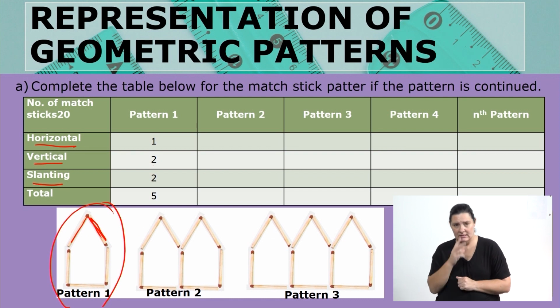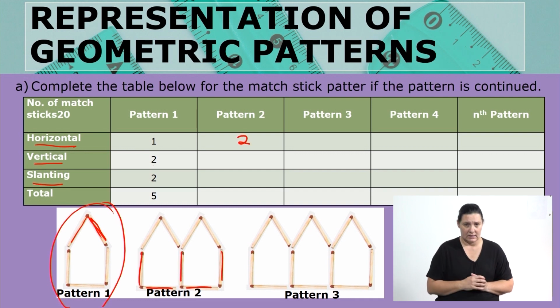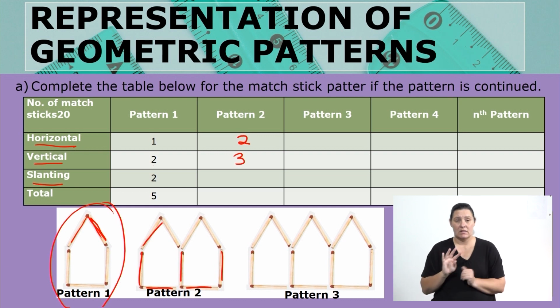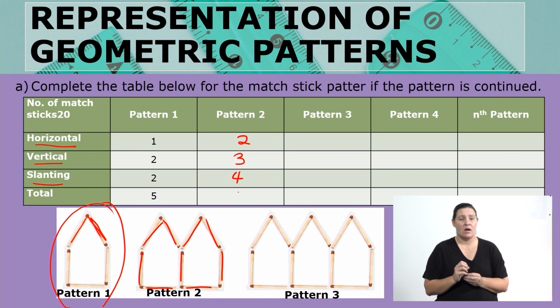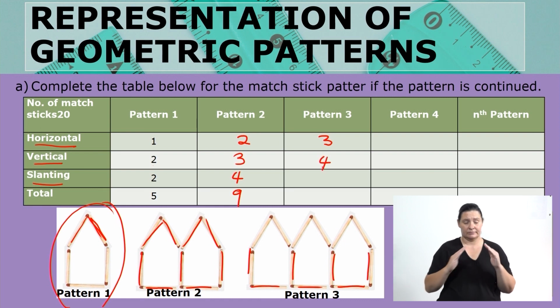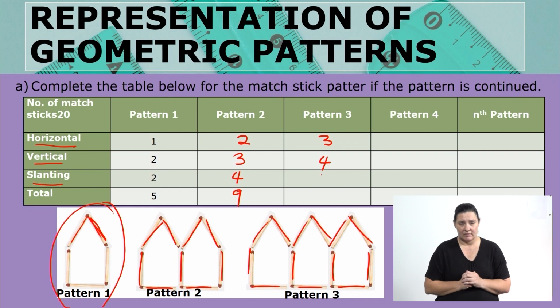So when we look at the next one, the horizontal sticks there are 2 of them. The vertical sticks, 1, 2, 3, that is 3 of them, and the slanting sticks, 1, 2, 3, 4, that is 4 of them. Together, that gives us a total of 9 sticks. With the next one, it's going to be 1, 2, 3 for the horizontal. Then we have 1, 2, 3, 4 for the vertical, and for the slanting, we have 1, 2, 3, 4, 5, 6. And in total, that gives us 13 sticks.